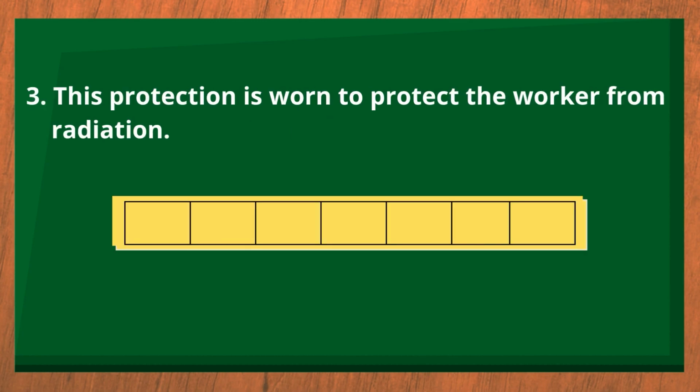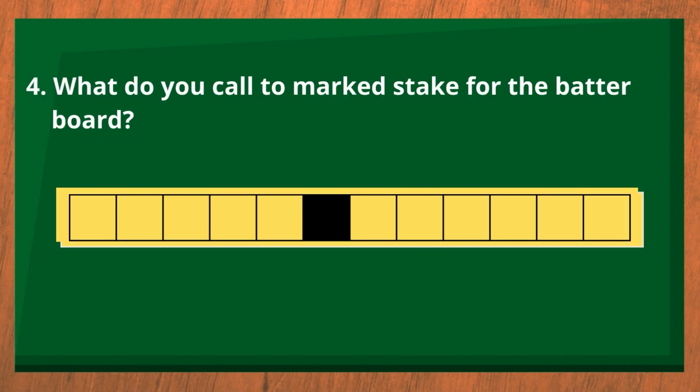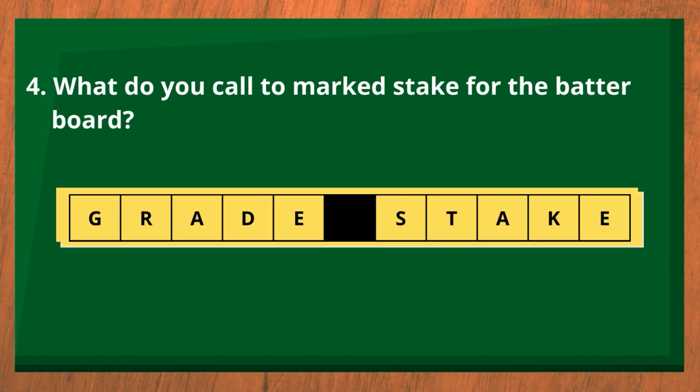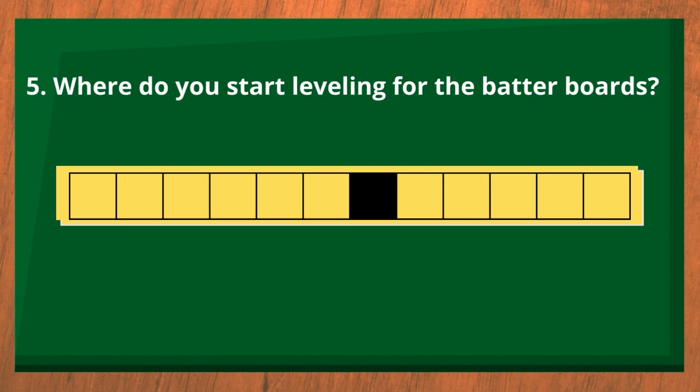Number 3. This protection is worn to protect the worker from radiation. The answer is goggles. Number 4. What do you call to mark stake for the batterboard? The answer is grade stake. Number 5. Where do you start leveling for the batterboards? The answer is corner stake.